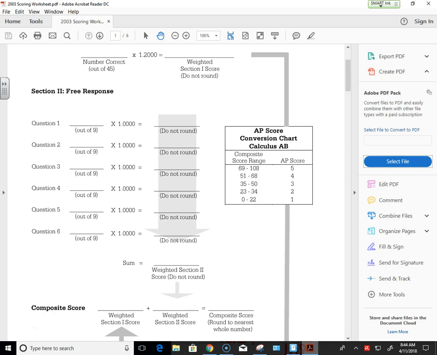So depending on where you land, you get a 90 to 99 for 4s, an 80 to an 89 for 3s, a 70 to a 79 for 2s, a 60 to a 69 for 1s.